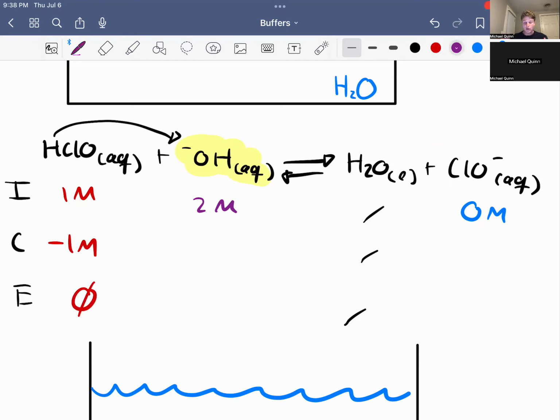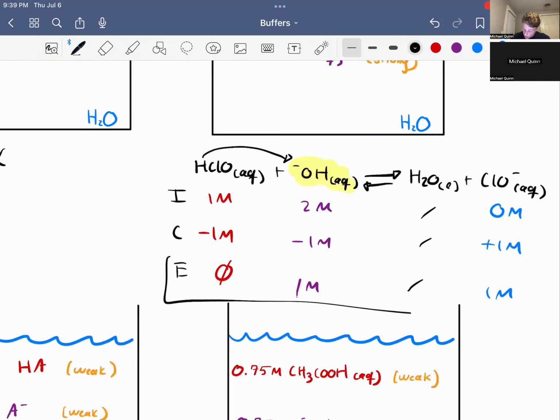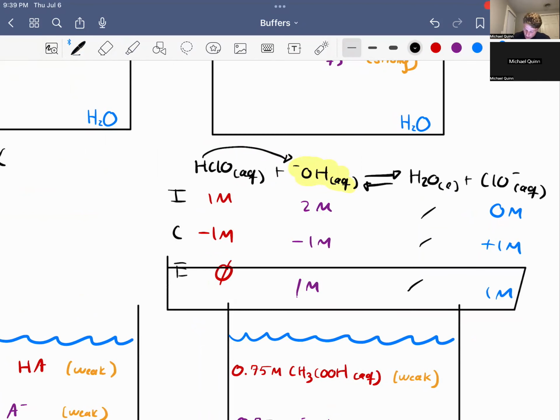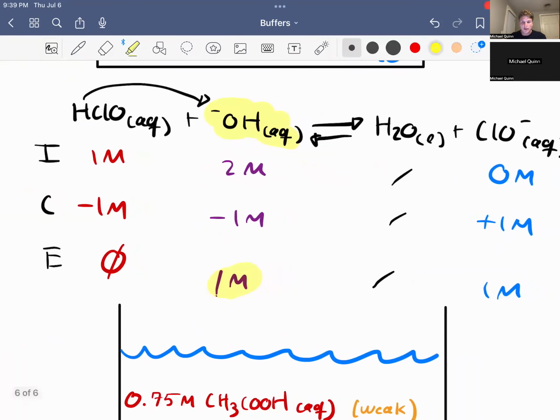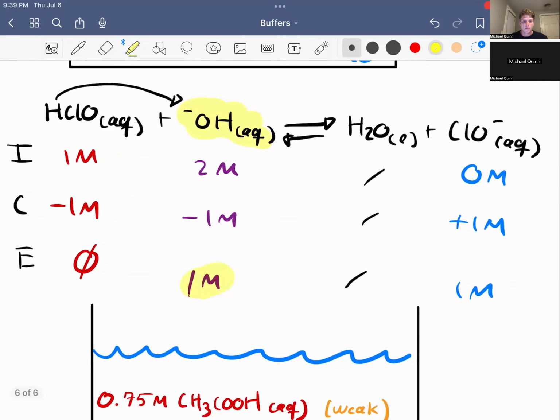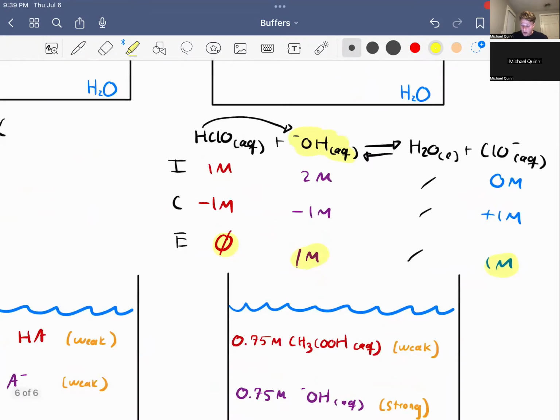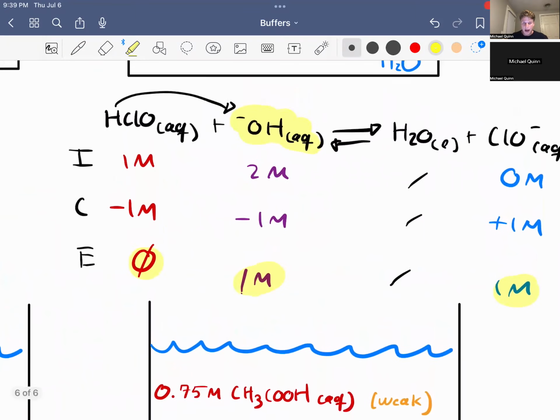Now 1 out of the 2 molar will react of that OH minus. So this will be minus 1 molar. We'll have 1 molar left. And in the meanwhile, we created 1 molar of ClO minus. Now, this will not be a buffer because in our leftover beaker, not only do we have something strong left over, which right away makes it not a buffer, we used up all of our weak acid. Now, we created some conjugate base, but we essentially used our acid up.